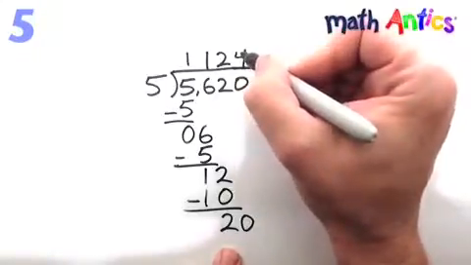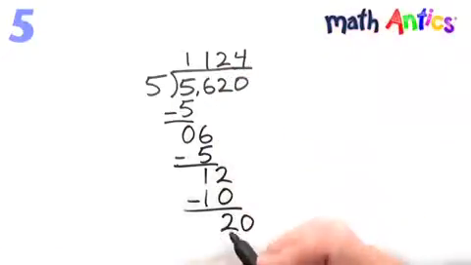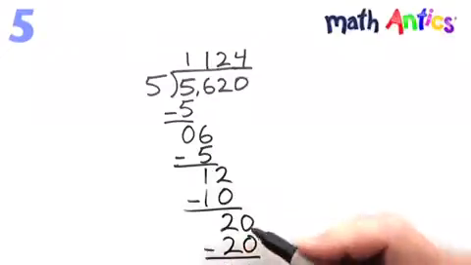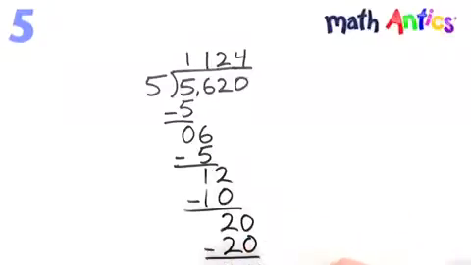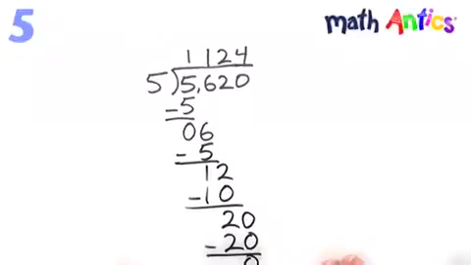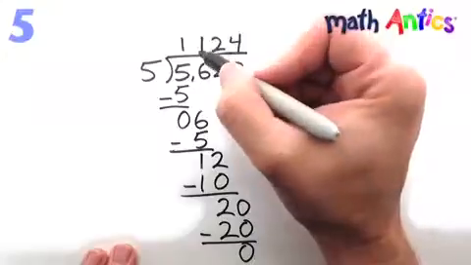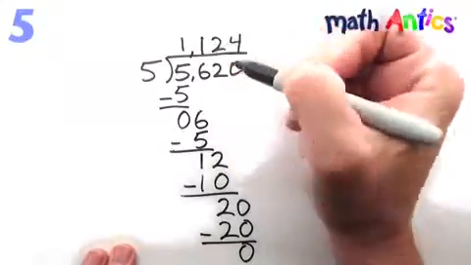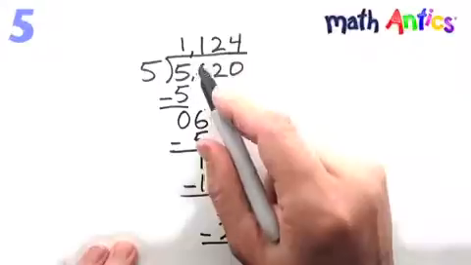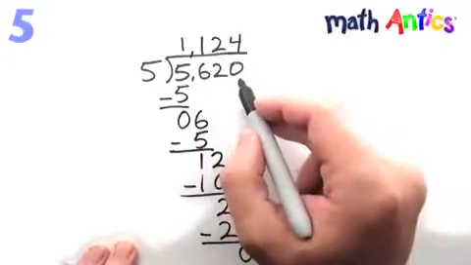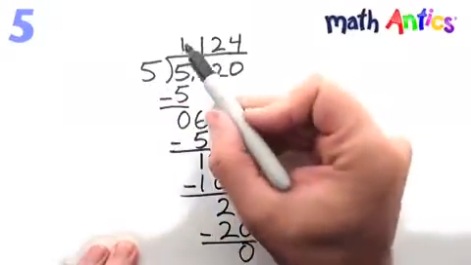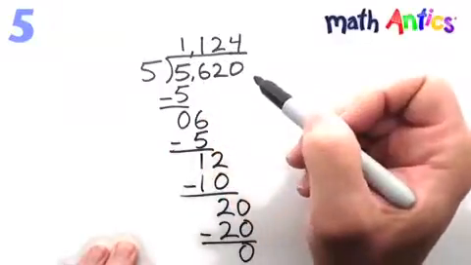Then our next step is to multiply 4 times 5. 4 times 5 is 20. We bring it underneath this 20 to subtract it. And 20 minus 20 equals 0. And I ran out of room. Sorry about that. But that is a 0. In fact, here, let me push up the paper like magic. And you can see that step there. All right. So there, I'll put a comma in here as well so it's easier to read. And we can see that 5,620 divided by 5 equals 1,124.